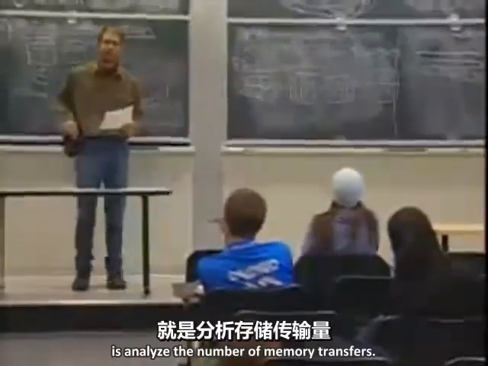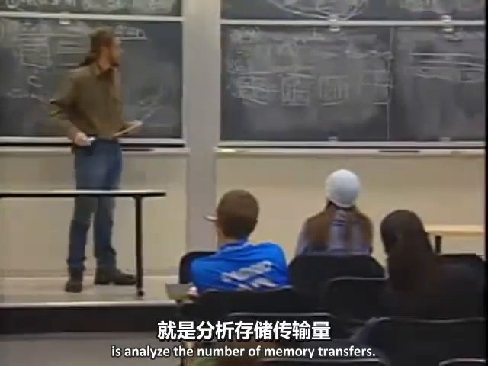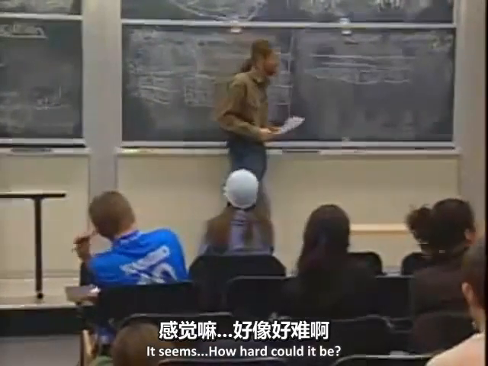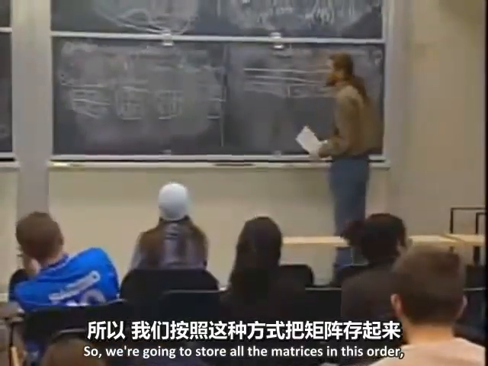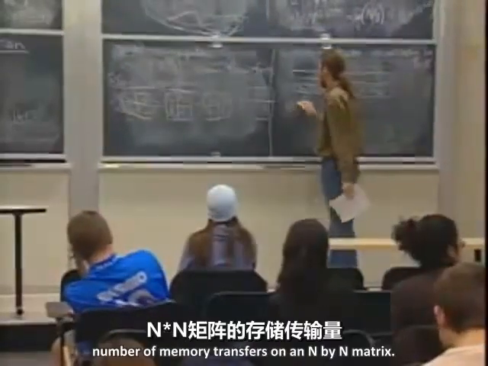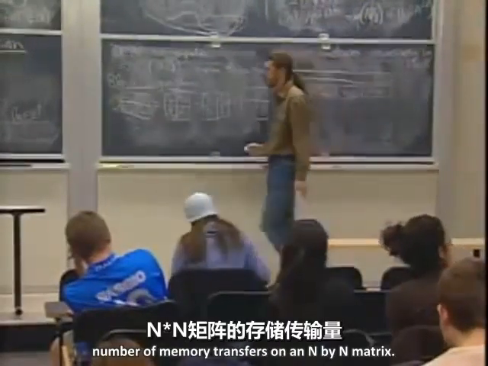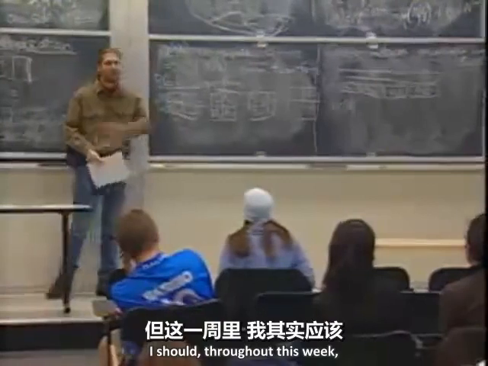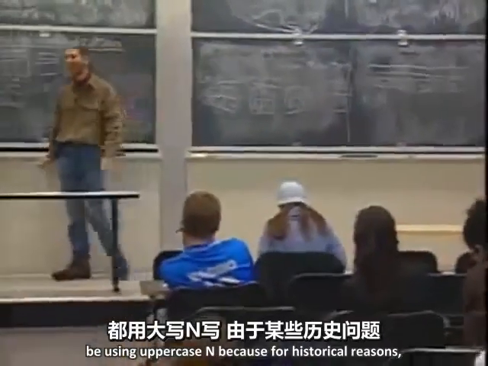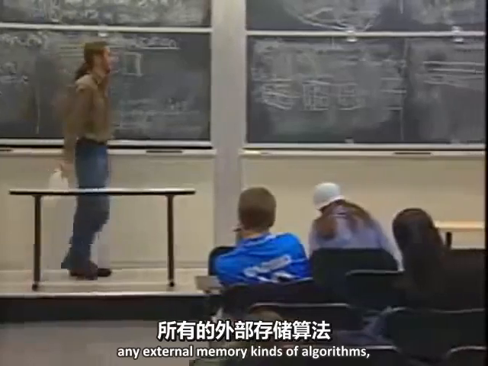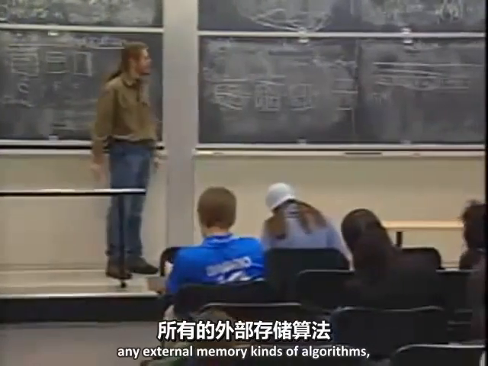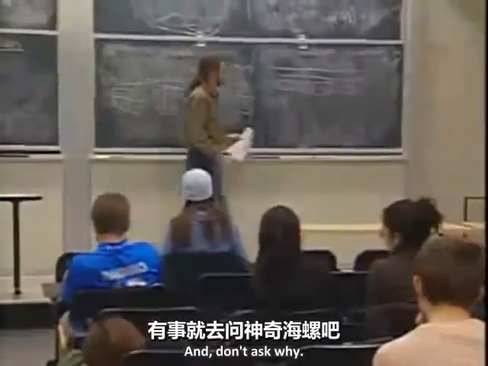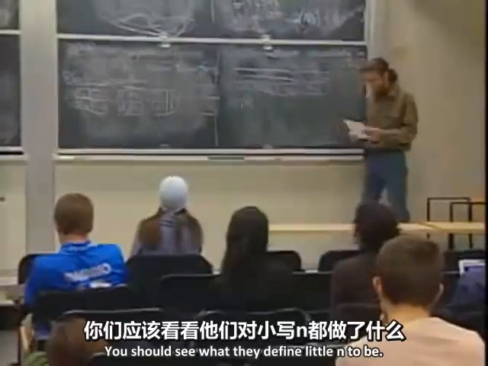Okay, so now all we have to do is analyze the number of memory transfers. Seems, how hard could it be, right? So we're going to store all the matrices in this order, and we want to compute the number of memory transfers on an n by n matrix. See, I lapsed and I switched to lowercase n. I should, throughout this week, be using uppercase N, because for historical reasons, any external memory kinds of algorithms, two-level algorithms, always talk about capital N. And don't ask why. You should see what they define little n to be.